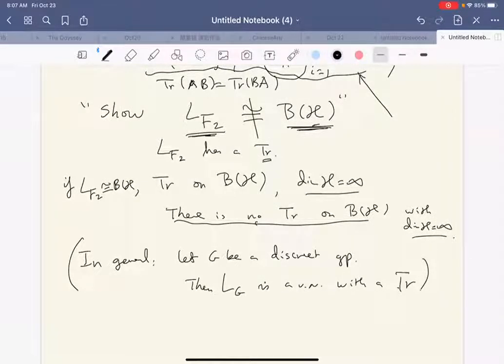Another comment people sometimes make during the talk, or at the beginning of a talk on von Neumann algebra, is that von Neumann algebra is like applied pure math. You know, it's pure math, but it borrows things from all branches of mathematics.